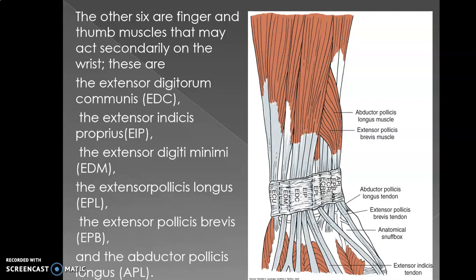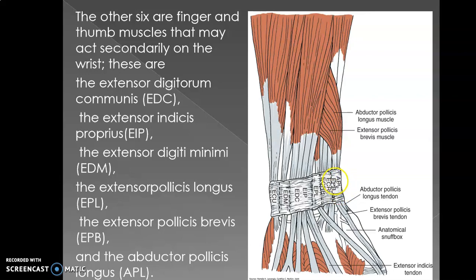Here, dear students, you can see the picture clearly. See the dorsal musculature showing all the area. Here this is towards the thumb. You can see the APL, which is the abductor pollicis longus.